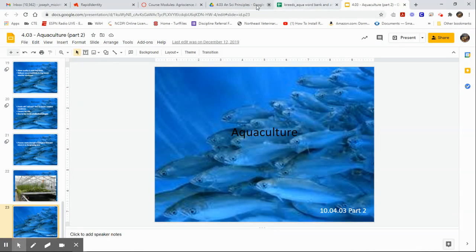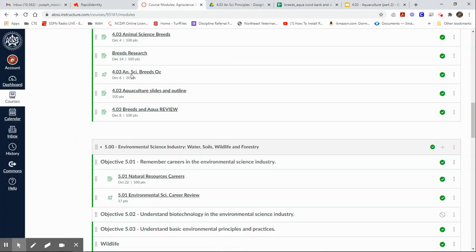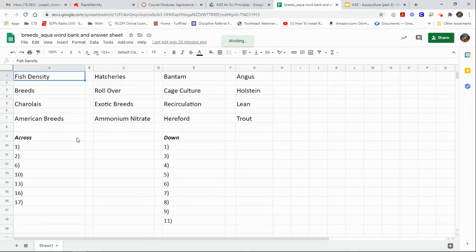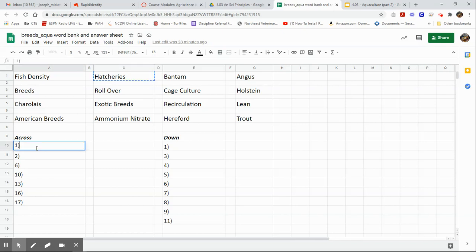And then the last thing that you have is a crossword puzzle. That is the breeds and aquaculture review. There is also a word bank that goes along with this. So as you do it, you can simply cut and paste the answers in there and then get rid of it as you go. And if you do that, you won't use the same word repeatedly. So that's our assignment in a nutshell.